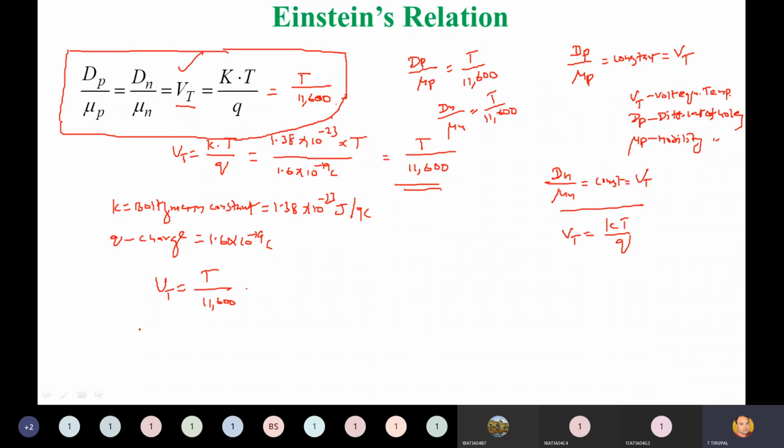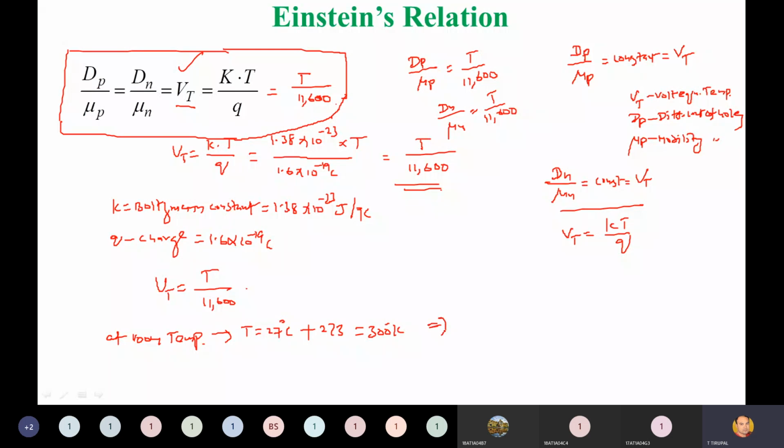Okay. Now for example, at room temperature, what is volt equivalent temperature? At room temperature, capital T is equal to how much? 27 degrees C is the room temperature. You need to convert into Kelvin. 273 plus 27, how much? 300 degree Kelvin. T is 300 degree Kelvin.